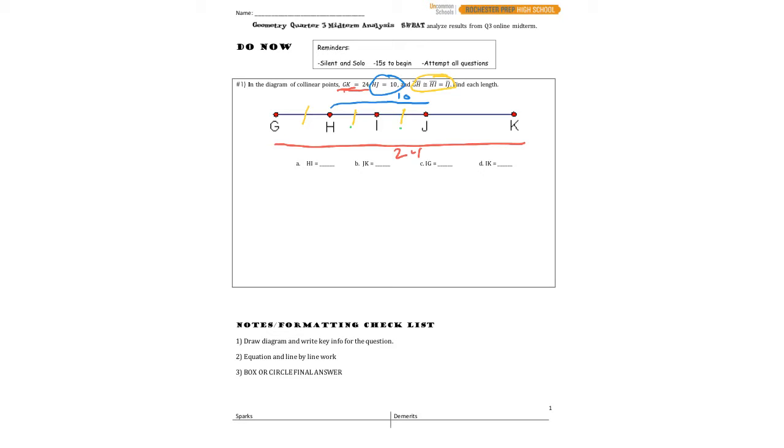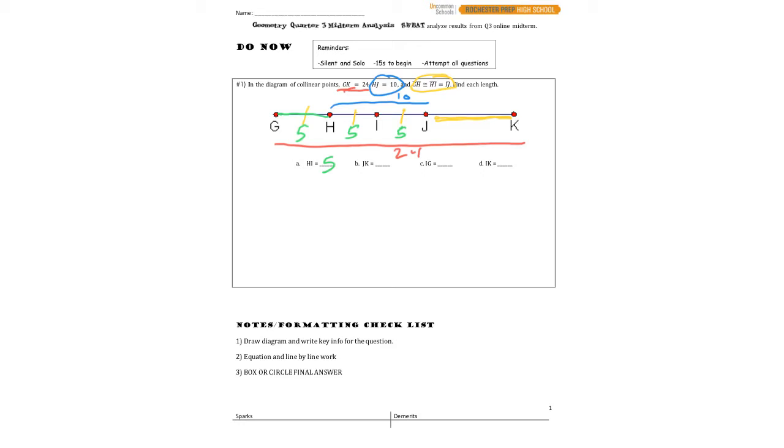The 10 is cut into two equal pieces. So these two pieces got to be 5 and 5. That also means since GH is equal over here, this piece is also 5. So I figured out HI is 5. JK, I still need JK over here.